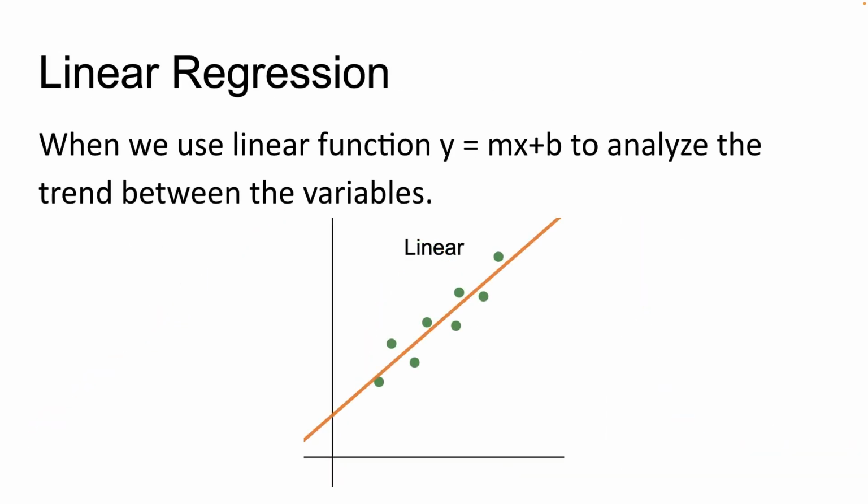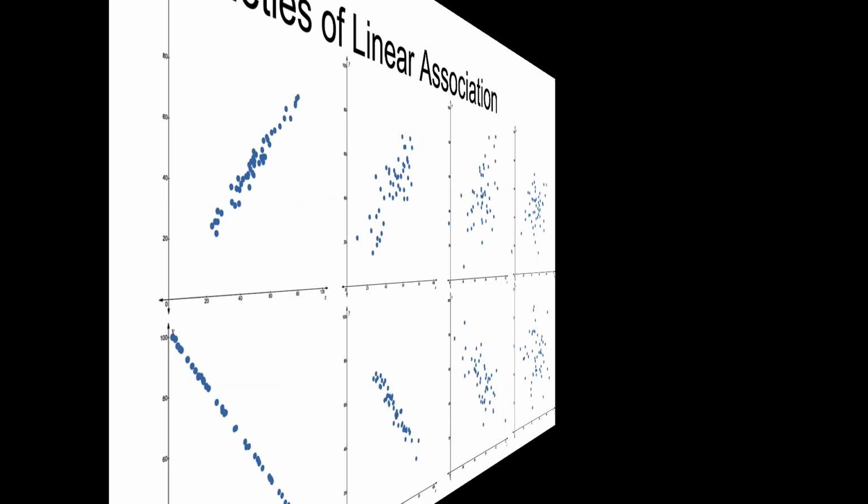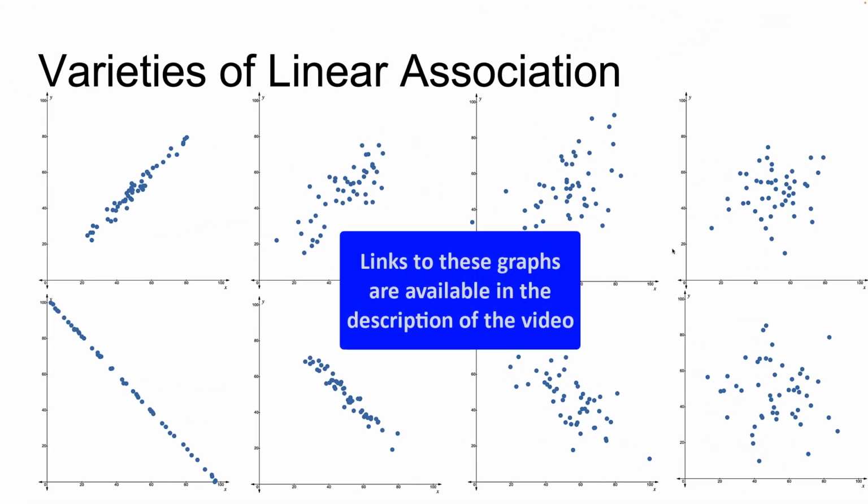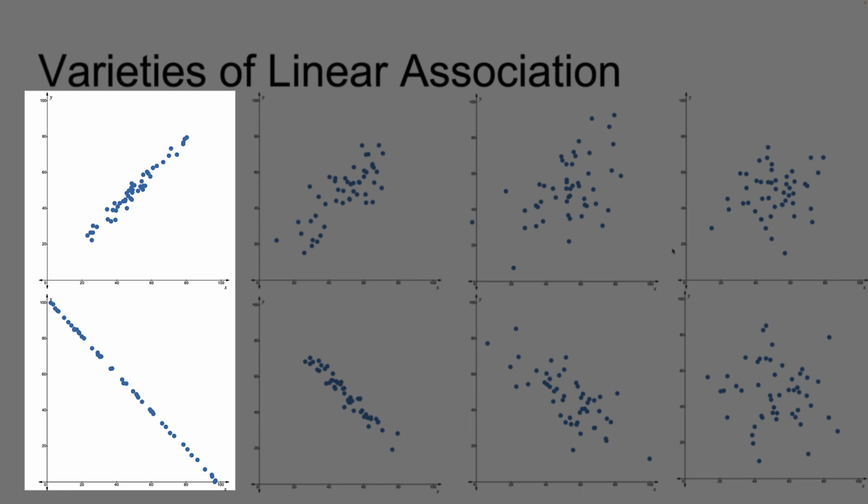Linear regression is when we use a linear function, such as y equals mx plus b, to analyze the trend between the variables. There's a wide variety of linear associations that we can consider. If you notice the two graphs on the very left, they tend to look more like a line.